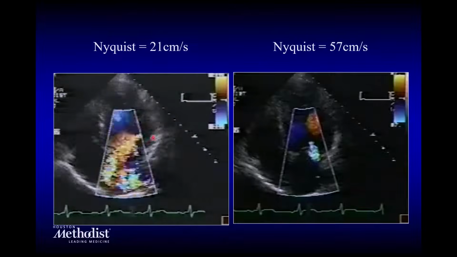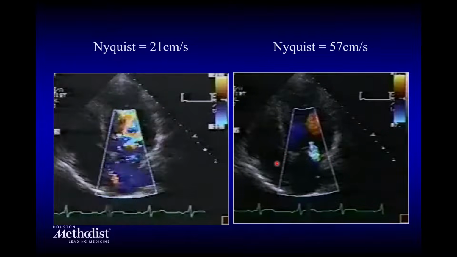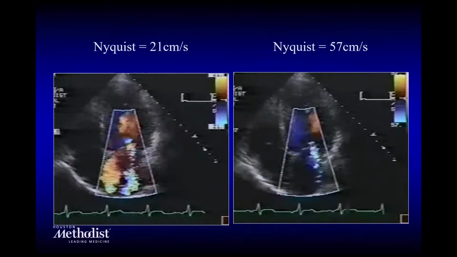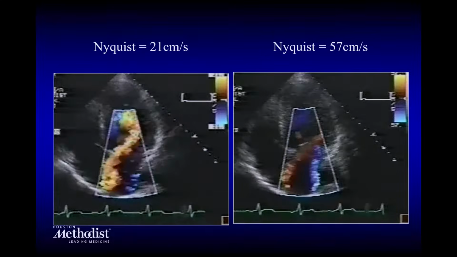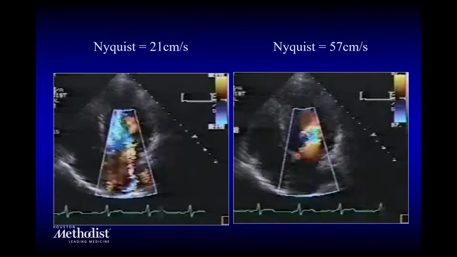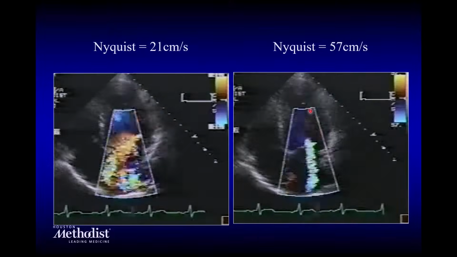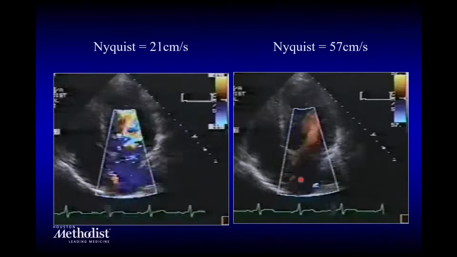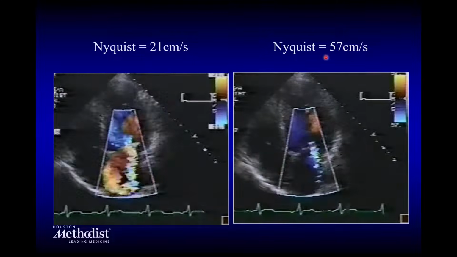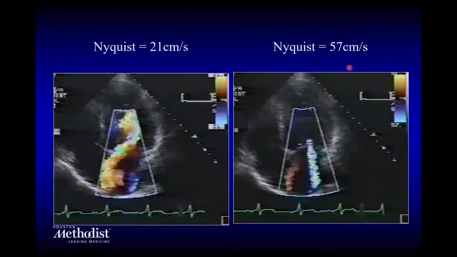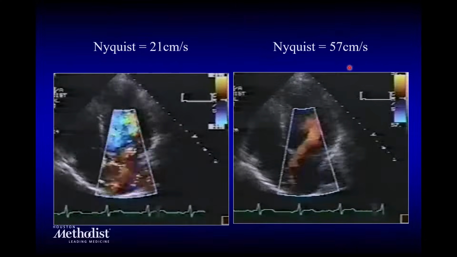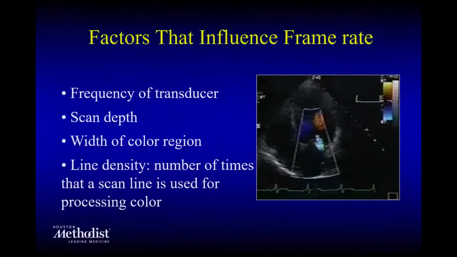So you will fill the cavities with flow, as opposed to the right side here, where you see the regurgitation, because obviously it has a much higher velocity, and you don't want to overemphasize the very low velocities. So the recommendations from the society is between 50 and 70 cm per second for optimization of your Nyquist limit.